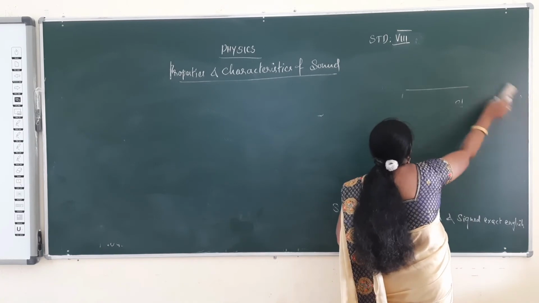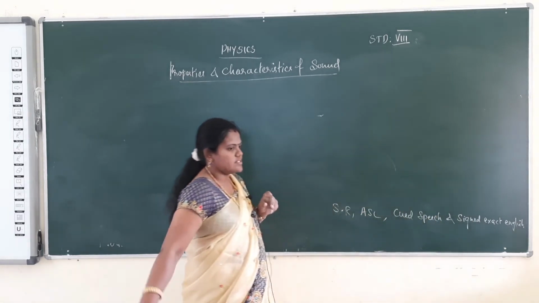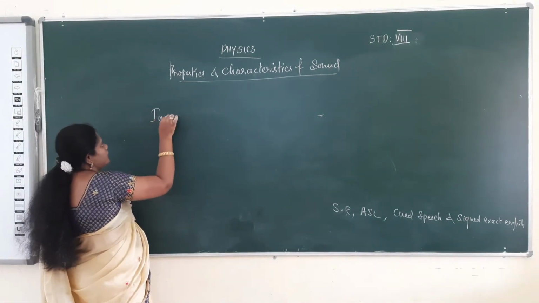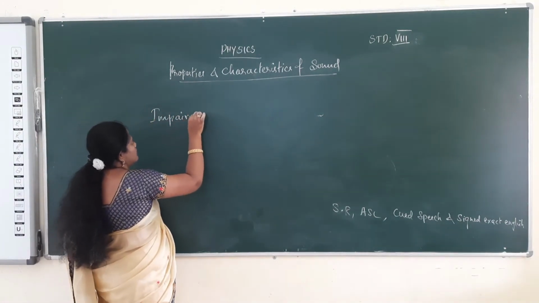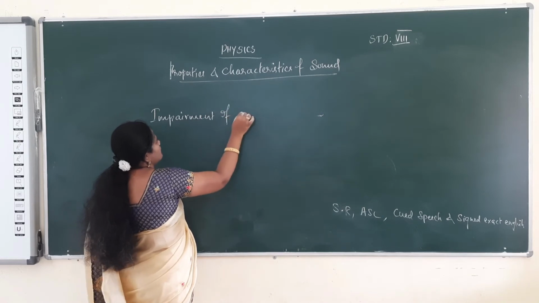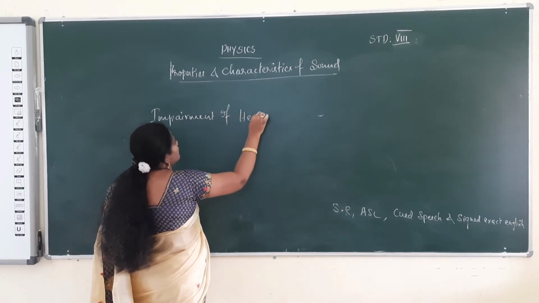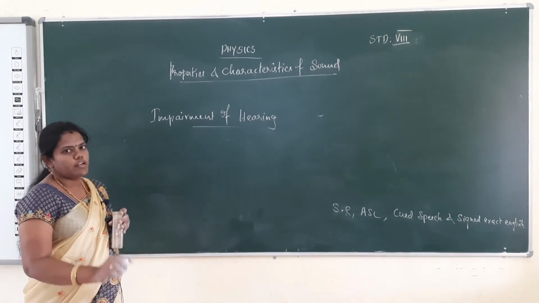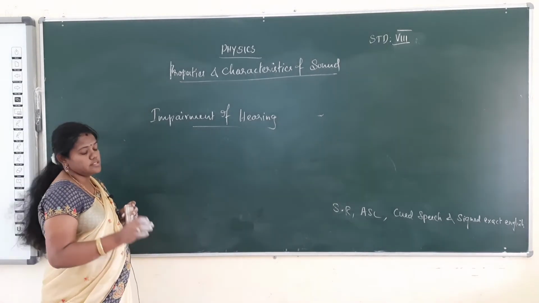Next we will discuss hearing loss. Hearing loss means impairment of hearing. If you hear noise continuously, definitely your ear will be affected. So automatically hearing loss will be created.